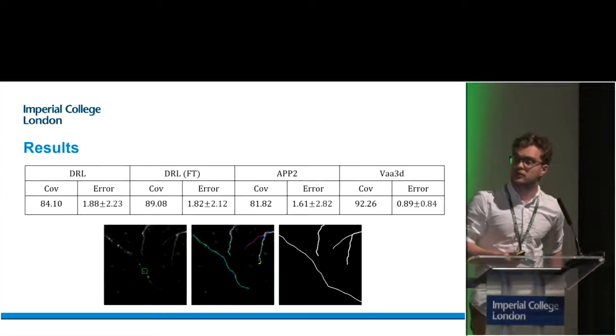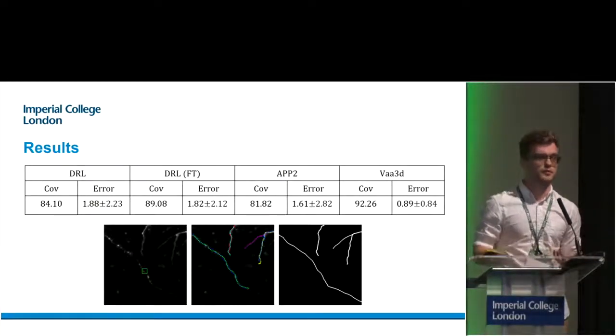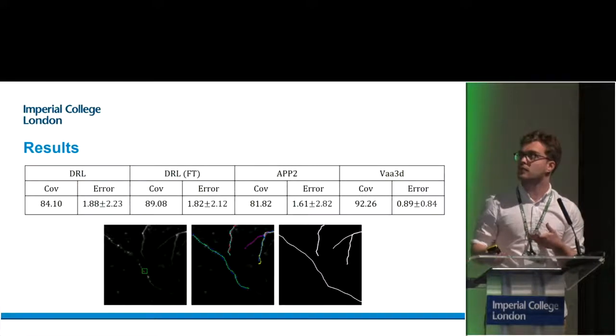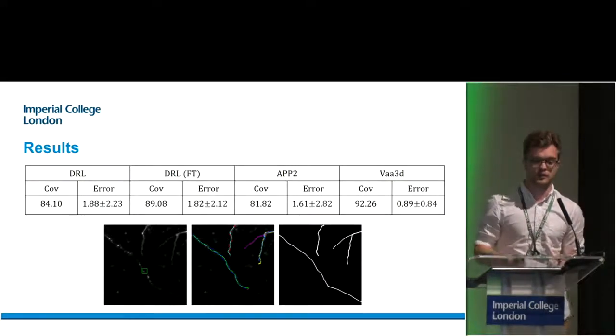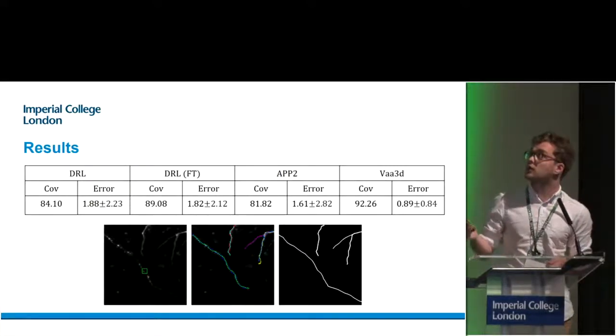So here you can see our results. So the first is the deep reinforcement learning method just trained on synthetic data and tested on 20 manually labeled microscopy images. And as you can see, it compares.